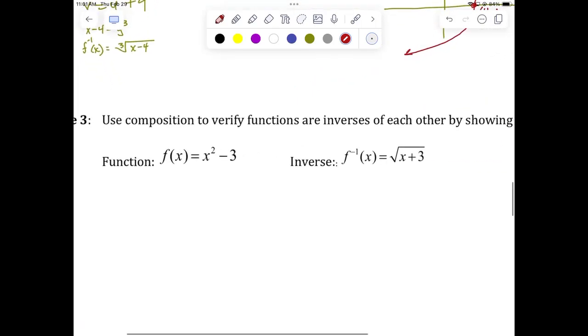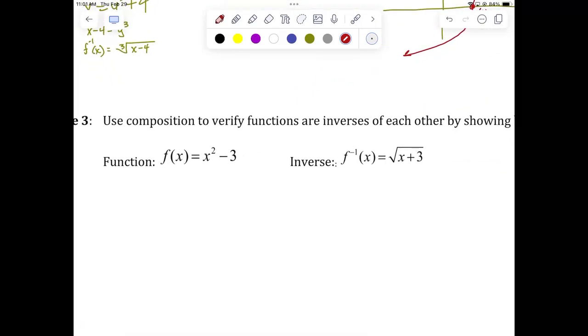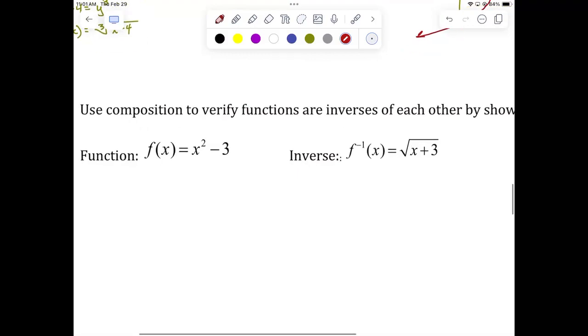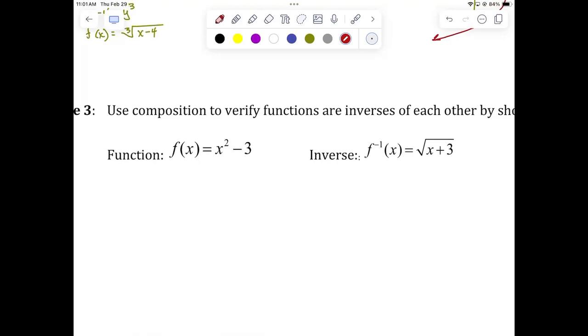So it says to verify now, you're given two functions, and instead of finding the inverse, it says to verify that they're inverses of each other. So let's go ahead and do this first. Okay, first we're going to do f of f inverse of x.